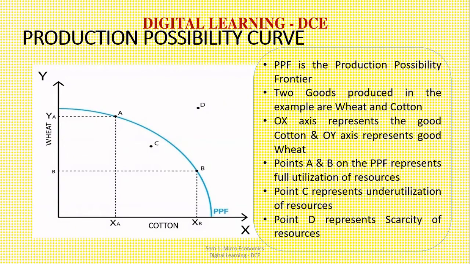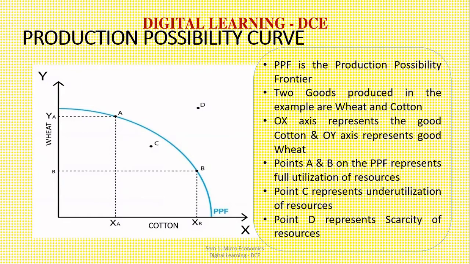Now, when we are talking about PPC or PPF, this is a concave shaped curve. As you observe on the graph, the blue color concave curve PPF is representing the production possibility frontier. This is concave to the origin because of the fact that the resources are limited. When resources are limited, then if the production of one good is increased, the production of another good needs to be reduced, as you observe in the diagram.